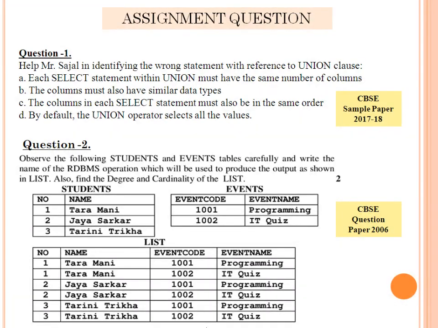Question 1. Help Mr. Sajal identify the wrong statement with reference to the union clause. So you have to find the wrong statement. This is from the CBSE sample paper 2017-18. Question 2. Observe both the tables, student and events, and write the name of the RDBMS operation which will be used to produce the table listed. So you have to find which RDBMS operation: union, intersection, minus or Cartesian product. This is from the CBSE question paper 2006. Very important.